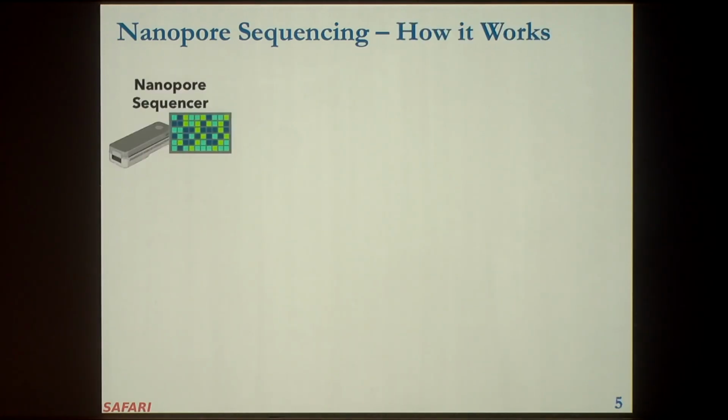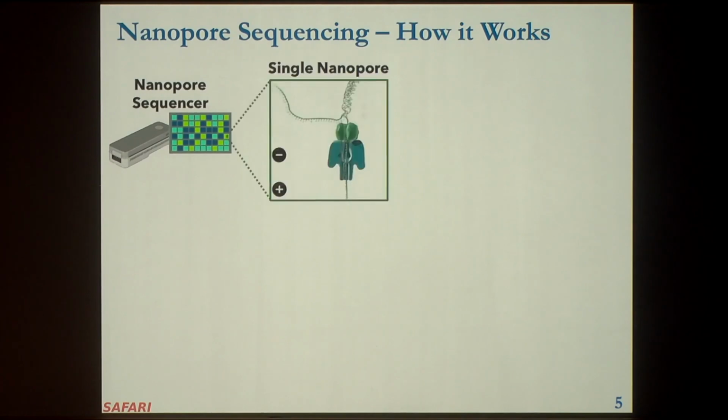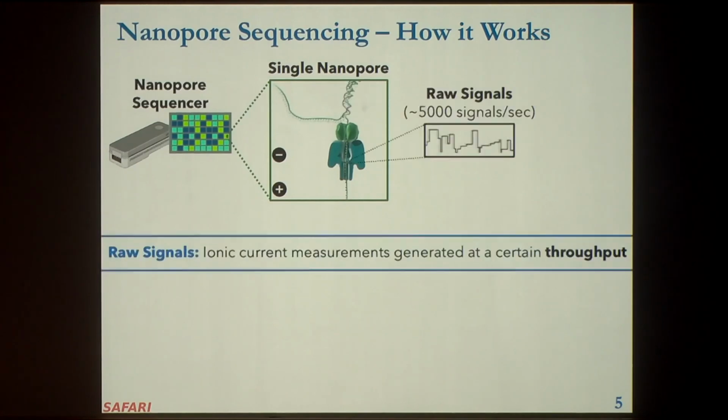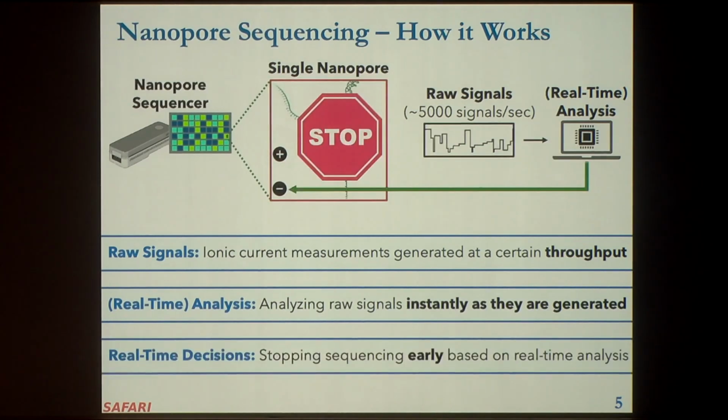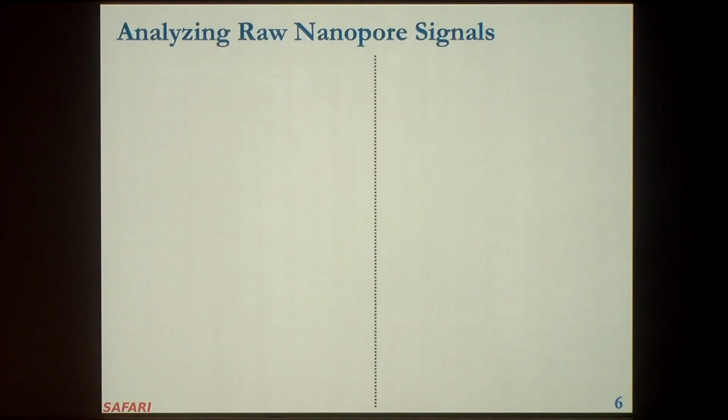It contains many tiny pores that we call nanopores. As the nucleic acid molecule passes through the single nanopore from the negatively charged side to the positively charged side, we can measure the ionic current disruptions as raw electrical signals at a certain throughput. We can analyze these raw signals instantly as they are generated, which we refer to as real-time analysis. And we can even make real-time decisions to stop the sequencing early, and even the entire sequencing run, based on this real-time analysis. So there are 2 main ways of analyzing raw nanopore signals.